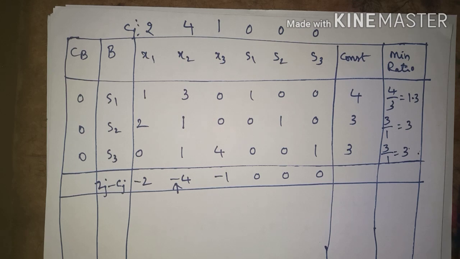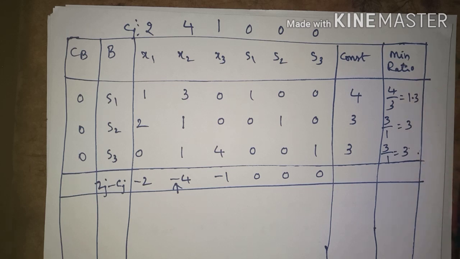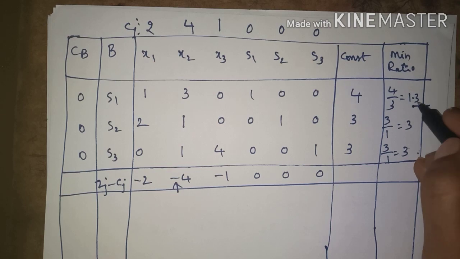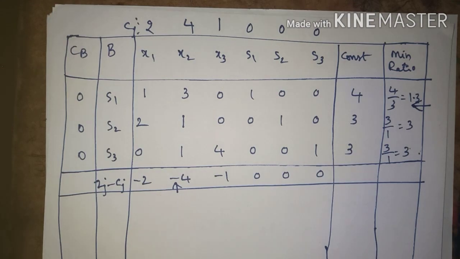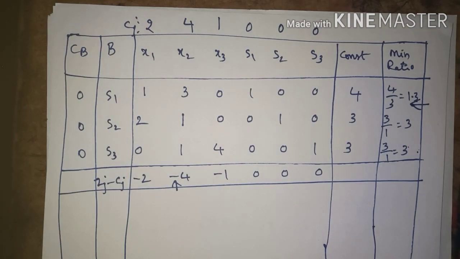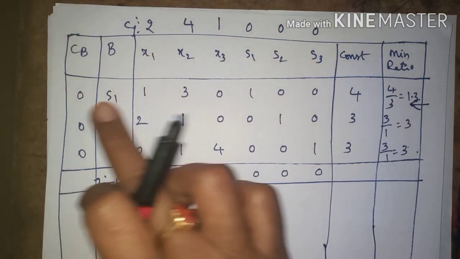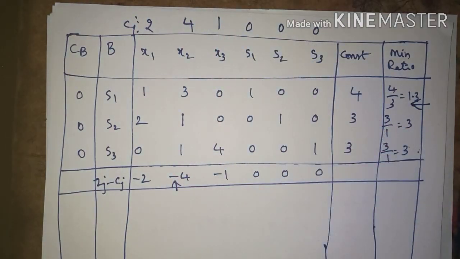Now in the minimum ratio, if the column contains any negative or infinity, just ignore or omit it. Do not touch that one. Out of zeros and positives only, we have to choose the most minimum value. Out of 1.3, 3 and 3, which one is the most minimum? The most minimum is 1.3. Put one arrow here. That means I choose the S1 row. S1 is the leaving variable, leaving the basis, whereas X2 is the entering variable, entering the basis.